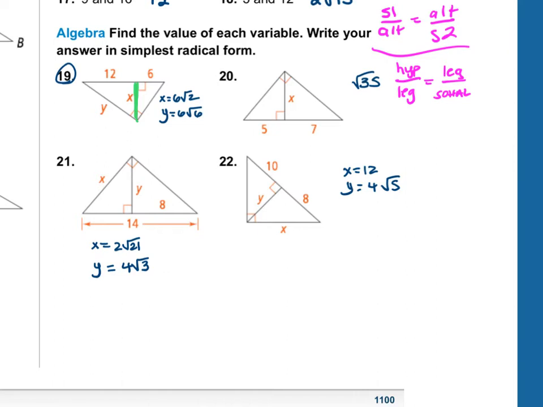The altitude, yes? The one that's inside the big triangle is the altitude. So I know I have to use this proportion. I would do segment 1, could be 12 or could be 6, doesn't matter which one, over x equals, you repeat the altitude, over the other segment. So I could have switched the 12 and the 6, it would have been fine.